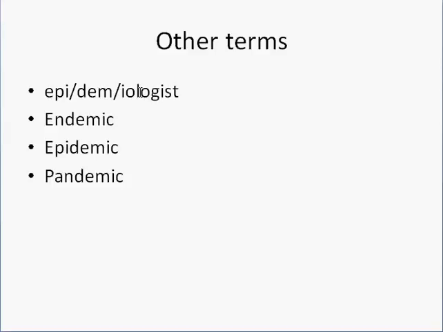They specialize in outbreaks. Endemic is essentially an ongoing outbreak. Epidemic is concentrated in a particular population, whereas a pandemic is worldwide. So AIDS is a pandemic because it's worldwide. Whereas if we were to have a case of pneumonia going around or something like that, we may refer to that as an epidemic.